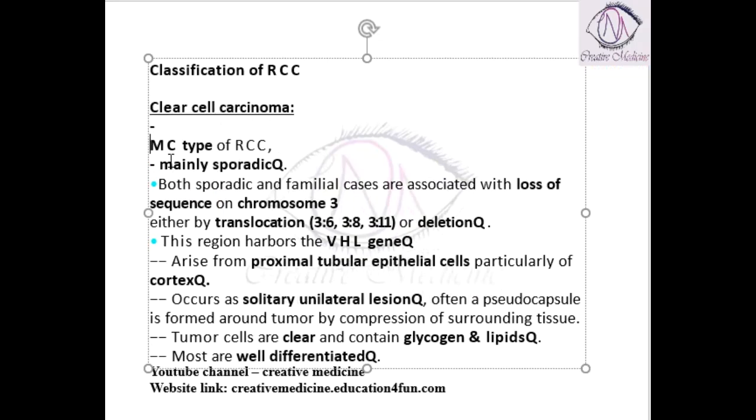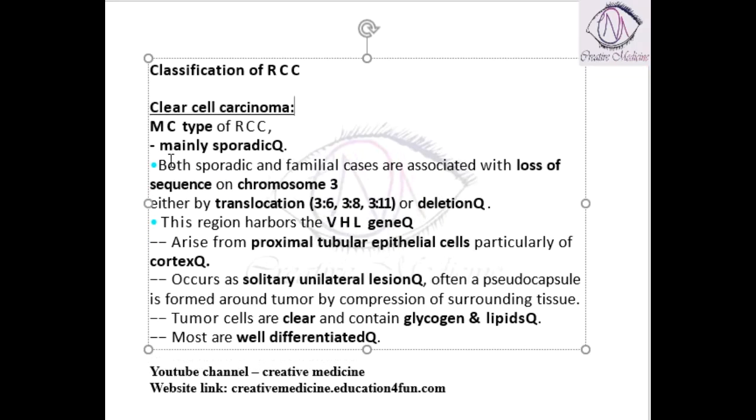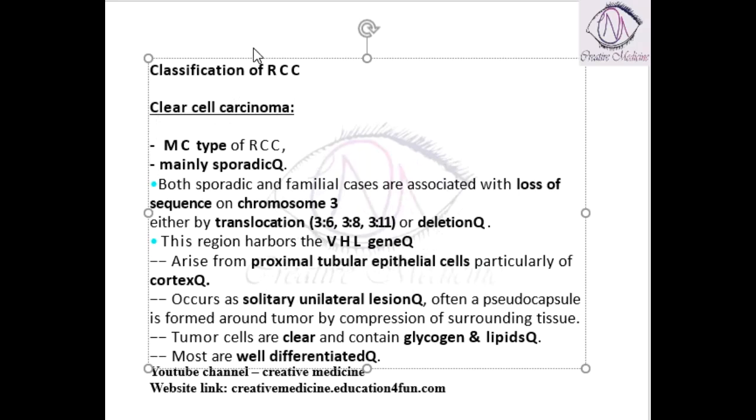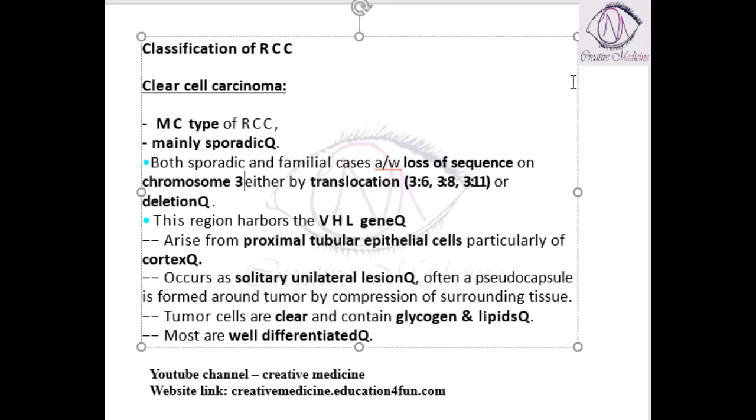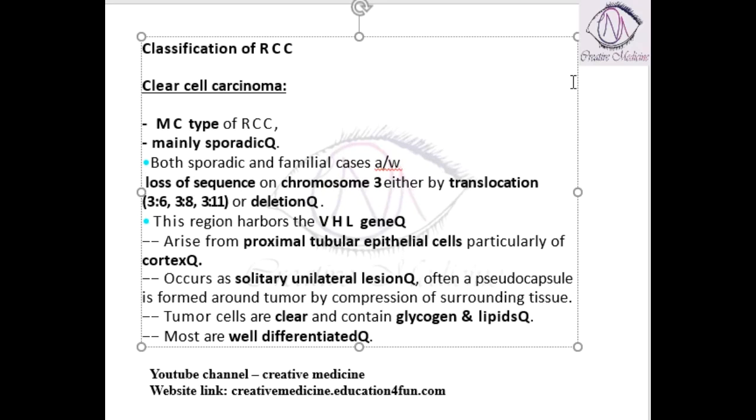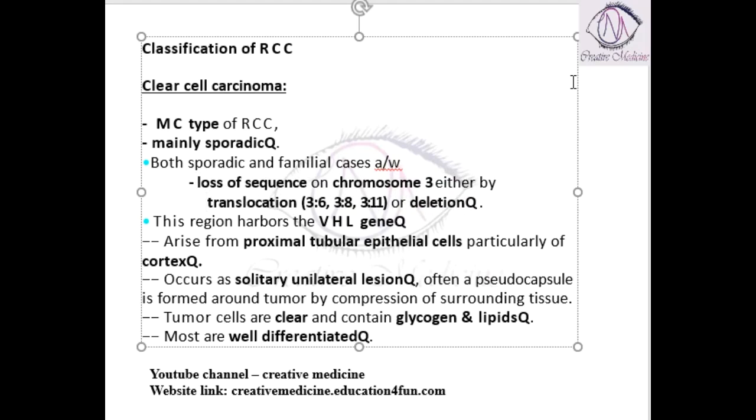So this clear cell carcinoma can include both sporadic forms and hereditary forms, and they are actually associated with the loss of chromosome 3. So in chromosome 3 there is loss of sequence, and this is mainly associated with either translocation or deletion in chromosome 3. In chromosome 3 you will see either translocation of 3;6, 3;8, 3;11, or deletion.